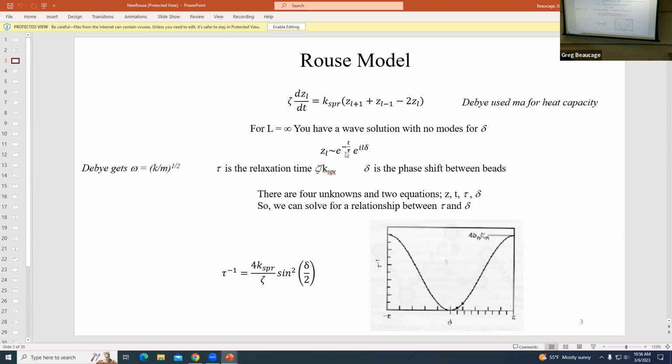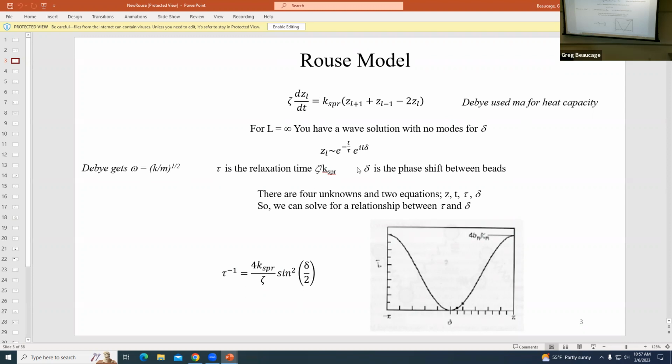It's going to have different modes. A vibration is going to have this wave solution to it, right? So then if you have this differential and that wave solution, Debye got frequency goes with spring constant over mass because he was dealing with atomic systems, and then Rouse gets friction factor divided by the spring constant for the tau relaxation time. So it's like tau is inverse to frequency, and then somehow it works out that way, because he's using the drag coefficient instead of mass times acceleration for the force.